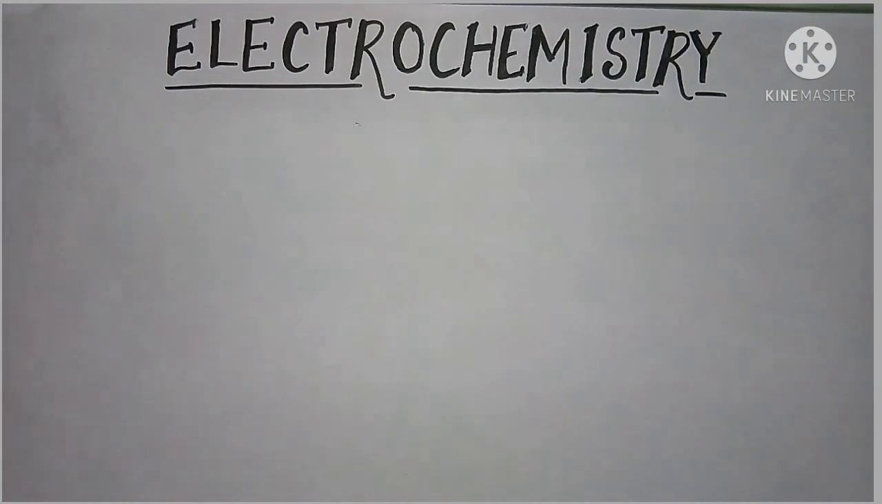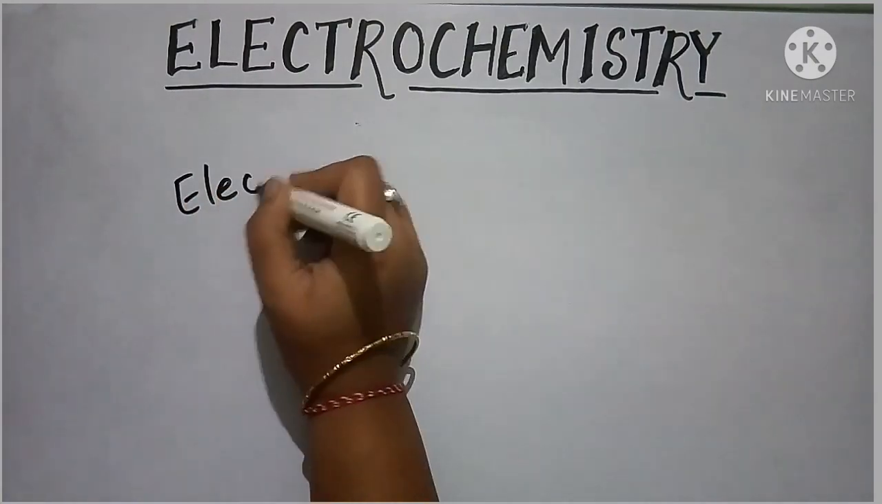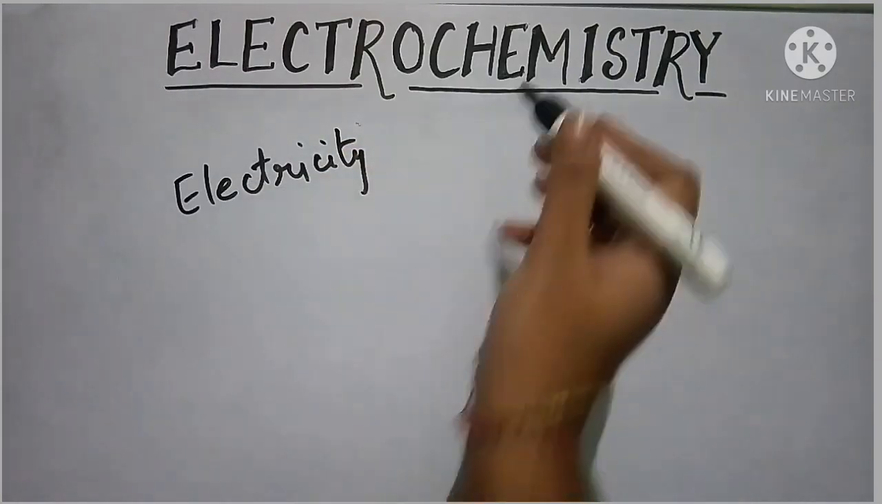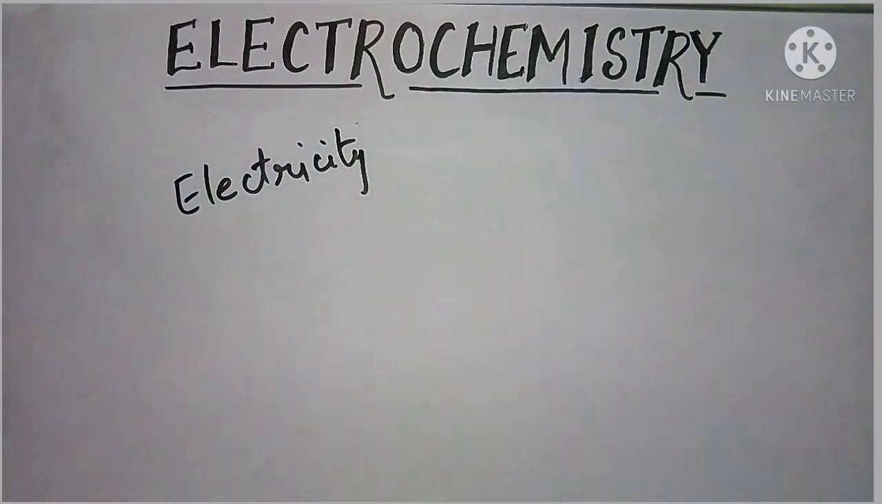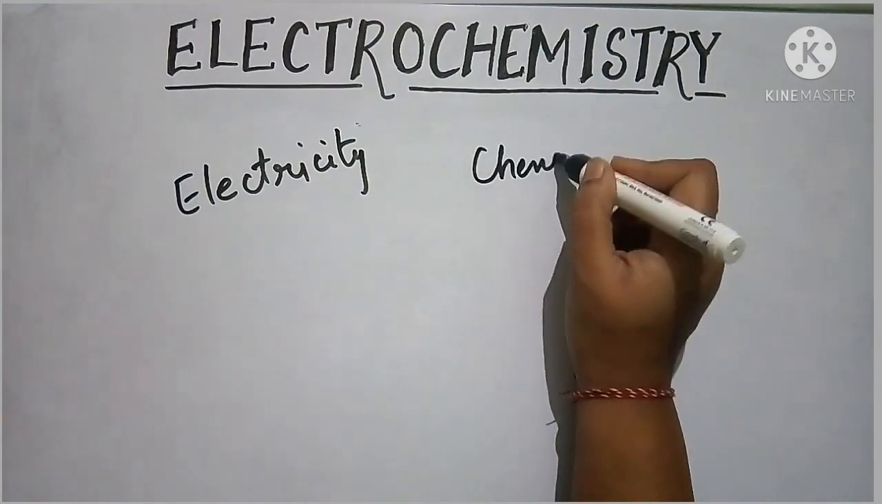In this video, we are going to learn something about electrochemistry. So let us start. The term electrochemistry is self-explanatory because it consists of two terms. One is electro, which means it has something to do with electricity, and the other is chemistry. So electrochemistry has something to do with chemical reactions.